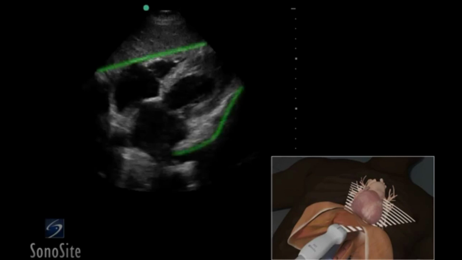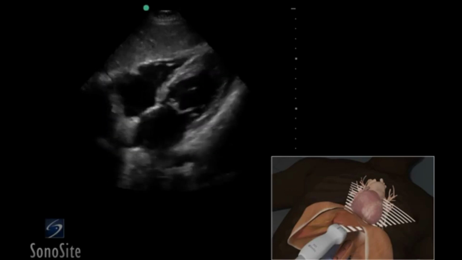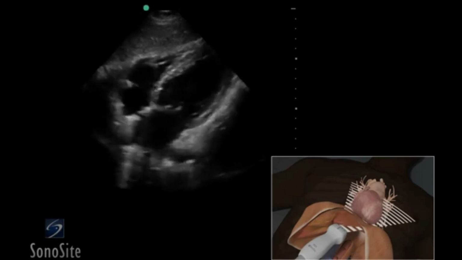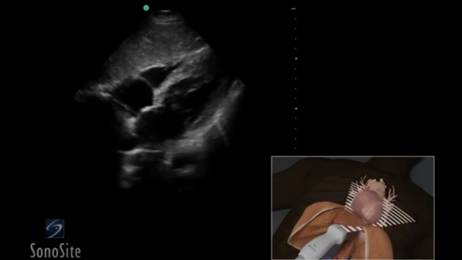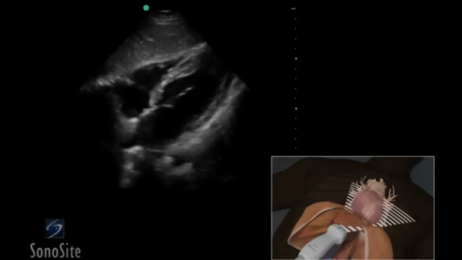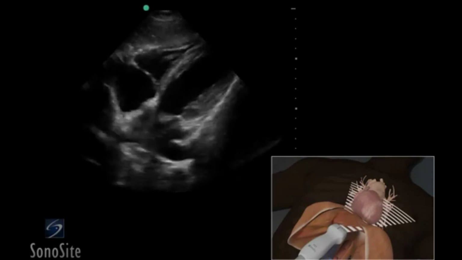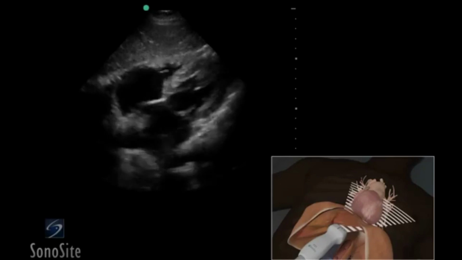The bright white pericardium is seen surrounding the heart adjacent to the gray myocardium. Evaluate the function of all chambers. Compare the size of the right and left ventricular cavities. Note any wall motion abnormality and the presence or absence of pericardial effusion.